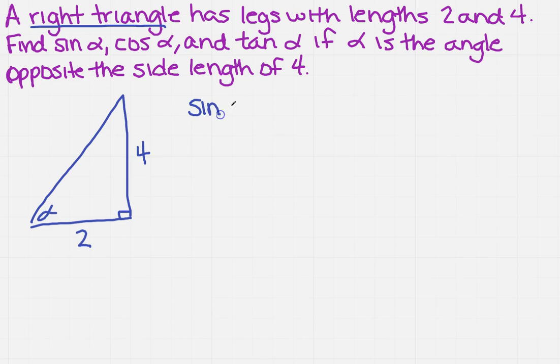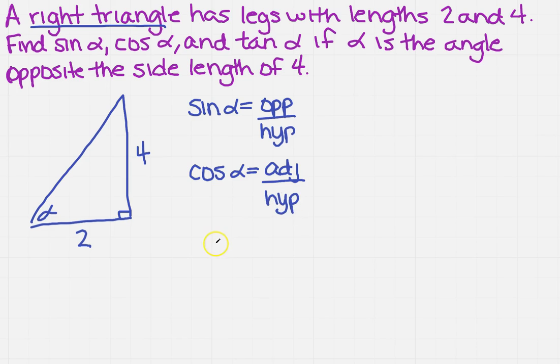So if I'm finding the sine of alpha, I know that's going to be the opposite over the hypotenuse. And if I'm looking for the cosine of alpha, I know that's going to be adjacent over hypotenuse. And if I'm looking for the tangent of alpha, that's going to be opposite over adjacent.